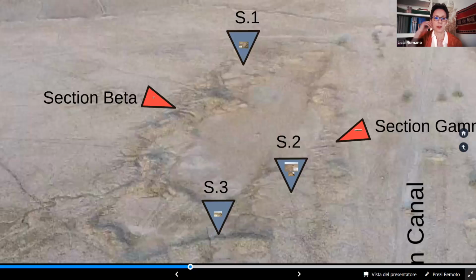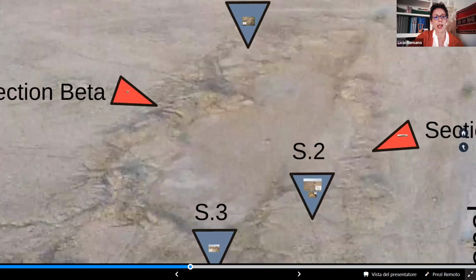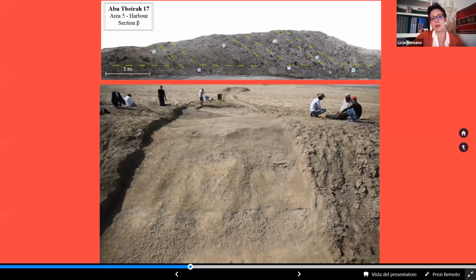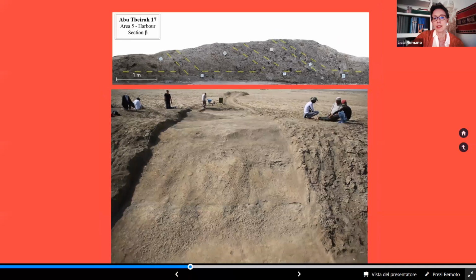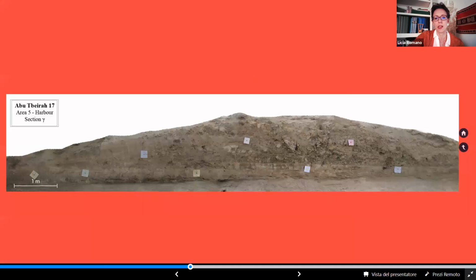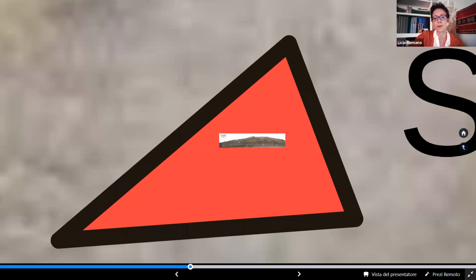What we have done on the harbor, we verified the rampart that surrounds the basin, in order to see which building technique was used. On both the southern rampart and the northern rampart, we found this mud brick skeleton with a layer of clay, and the same situation can be found in the other rampart.